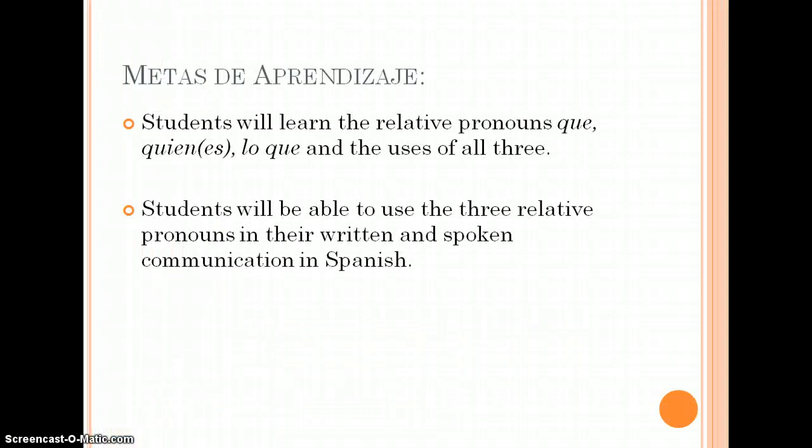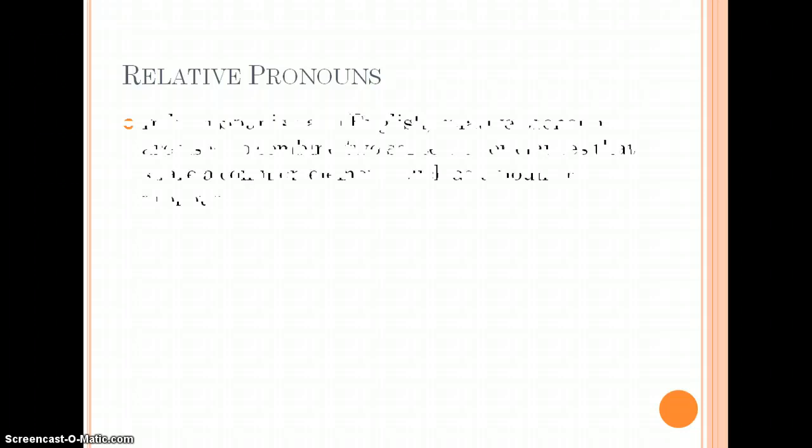Students will be learning about the three relative pronouns que, quien, quienes, y lo que, and how we use each of these in our written and spoken communication in Spanish. Make sure as you're going through this podcast, students, that you have your grammar sheet with you, that you're taking notes, and make sure you're also writing down any questions you might have for me.